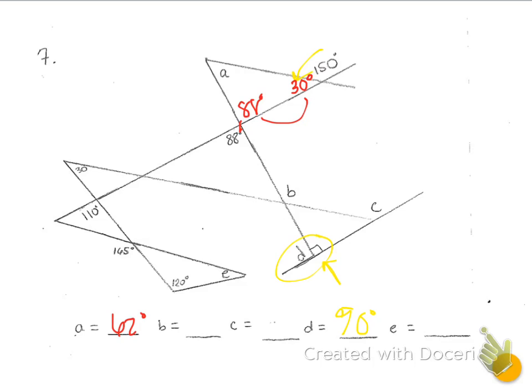So let's find some others. Let's see, this creates a straight line, so I'm going to take 180 minus 65, so this should be 115. Oops, it should be 15, sorry, I was wondering why that was so big. Okay, so I can take 15 plus 120 and subtract that from 180. So I get E to be 45 degrees.